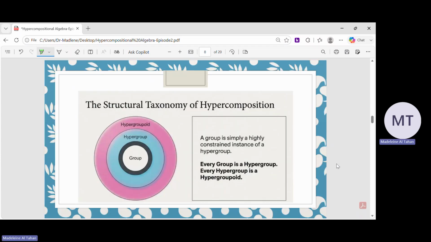Let's look at this diagram. Of course, every hypergroup is a hypergroupoid, because a hypergroup should be a hypergroupoid first, satisfying the reproduction axiom and the associativity. Now, also, if you look here in this diagram, we're seeing that every group is a hypergroup.